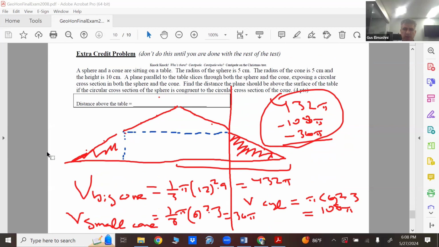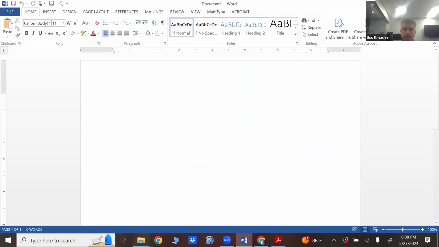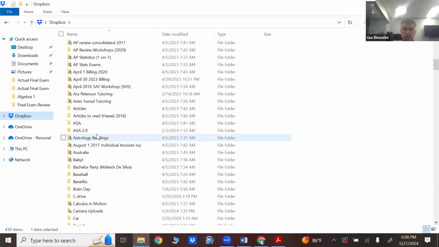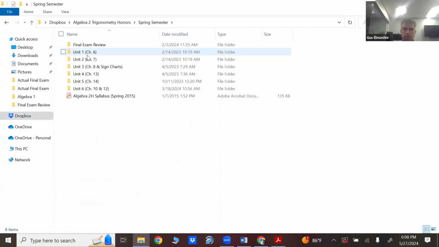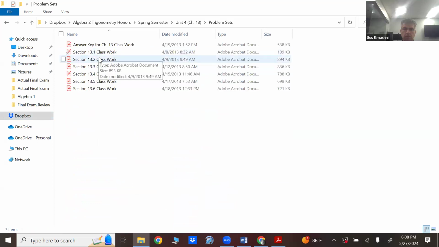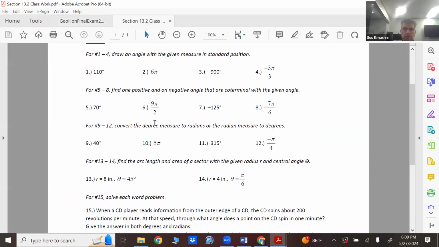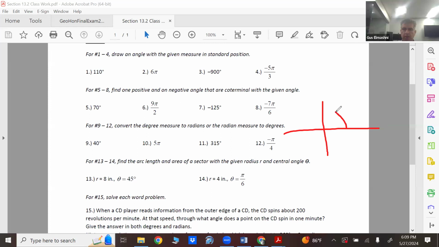It's kind of hard to do that without a picture and it's extra credit. So let's start with the coterminal angle stuff. Do you know how to draw angles in standard position? I think so. Like 70 degrees is like this, right?